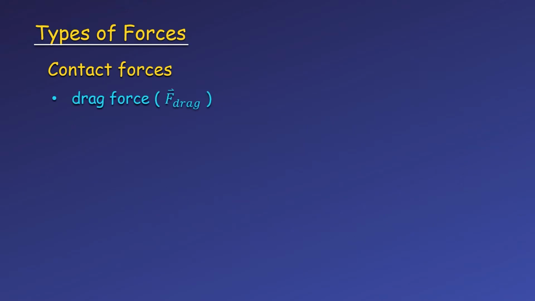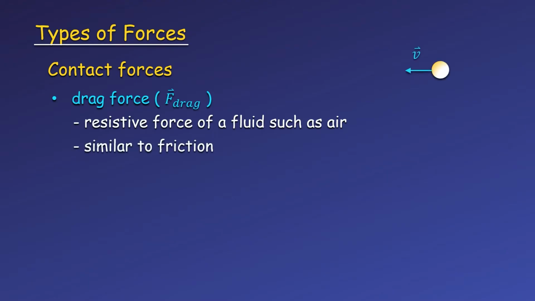The last two contact forces we may see but will not discuss much. The first is drag, which is a resistive force of a fluid such as air or water. It is similar to friction in that it acts against an object to slow it down or oppose its motion. It can also be complicated to model because it depends on velocity.